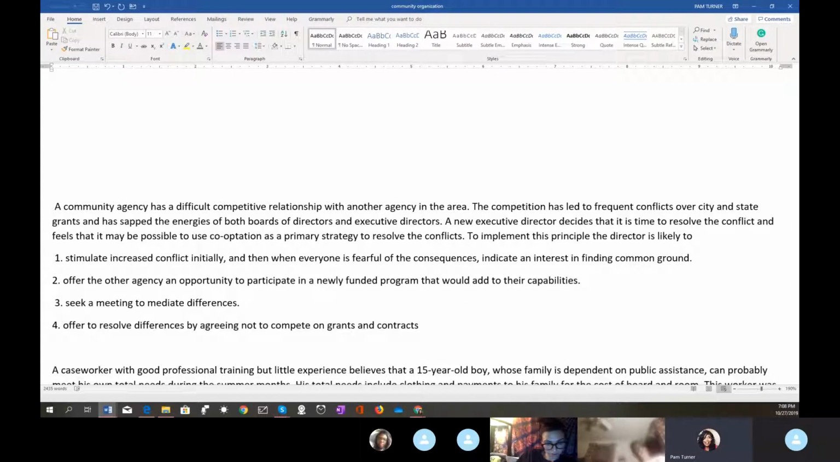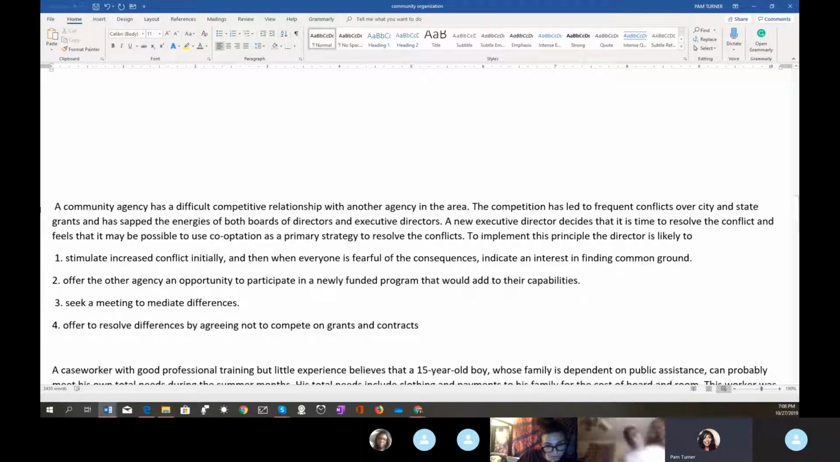A community agency has a difficult competitive relationship with another agency in the area. The competition has led to frequent conflicts over city and state grants and has sapped the energy of both boards of directors and executive directors. A new executive director decides it is time to resolve the conflict and feels that it may be possible to use cooptation as a primary strategy to resolve the conflicts. To implement this principle, the director might likely what?